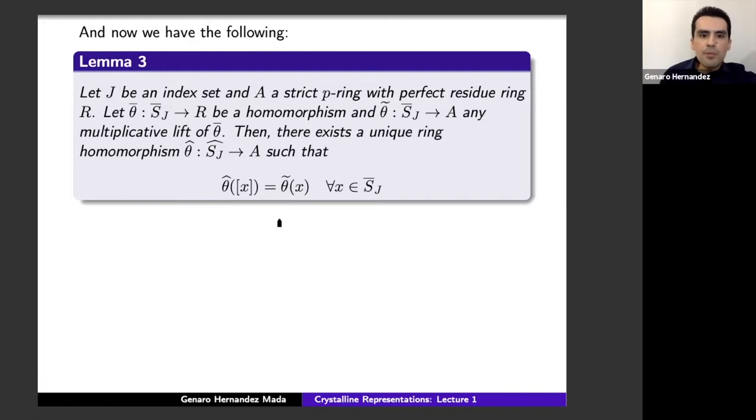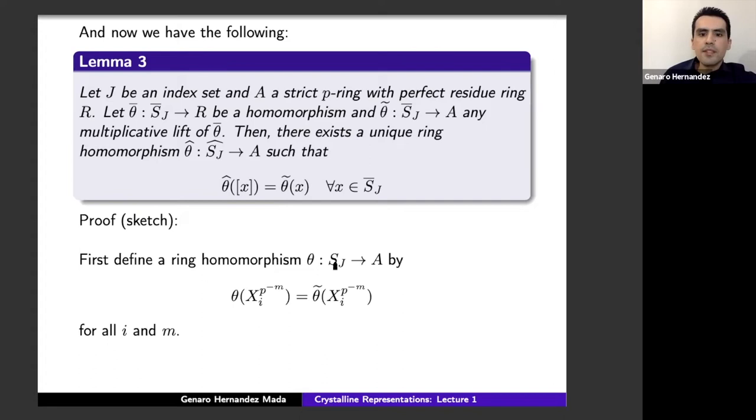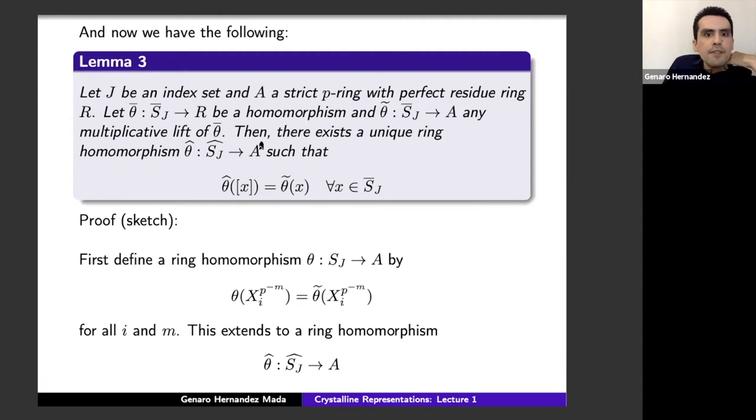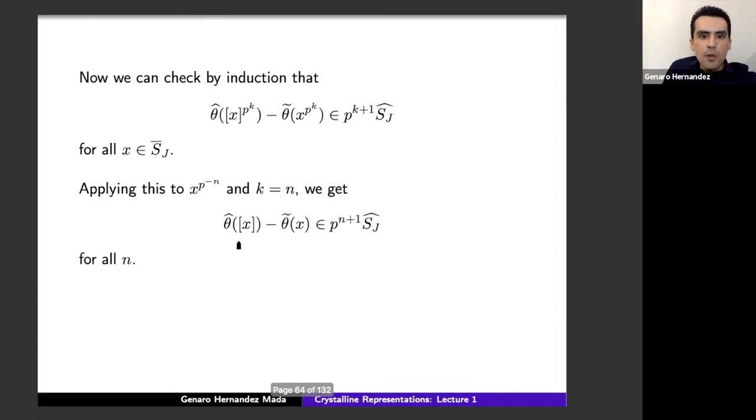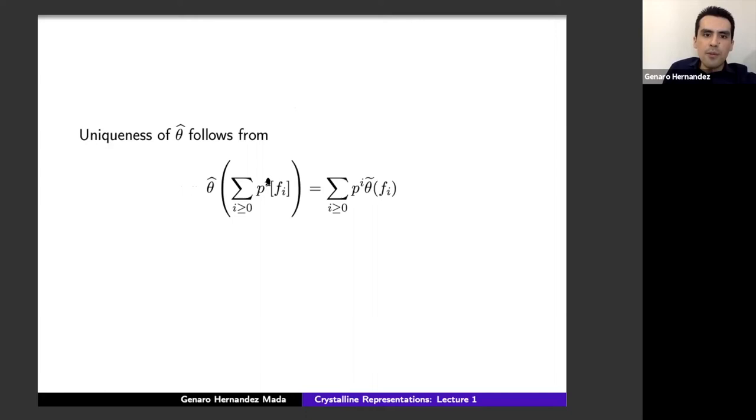And so the proof is relatively simple. We just need to define a ring homomorphism from SJ to A in a very natural way. And we need to check that it extends to a ring homomorphism from the completion, the p-adic completion of SJ, to A. And now we can check this by induction and apply this to x to the p to the minus n and k equals n. So if we take k equals n here, and instead of x we have this, what we get is this. And this is in this ideal for all n, because we apply the result for all n. And well, this implies this, that it behaves well. So uniqueness follows from the fact that it should respect the sum, and yeah, that's it.